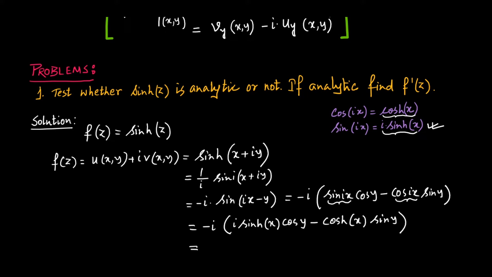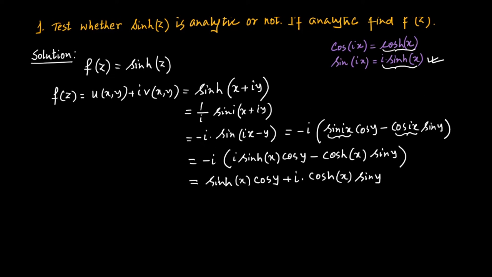Great. If I multiply by this minus i, I will get hyperbolic sine x cos y plus i into hyperbolic cosine x sine y. Is it okay? You can do the calculation on your own also. Have a piece of paper and pen with you and try to solve all the problems on your own, so that you can verify the result at the end. So for this particular problem, this is my u(x,y) and this is my v(x,y).